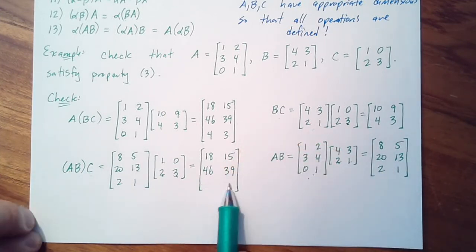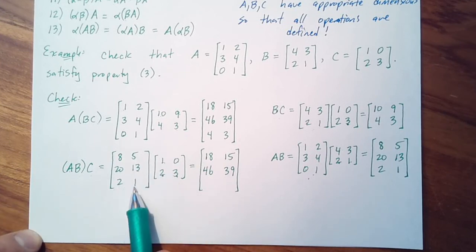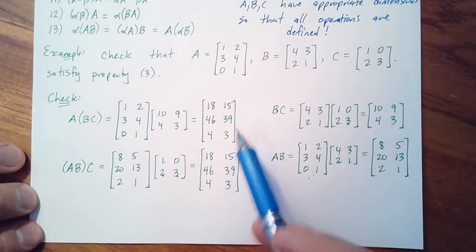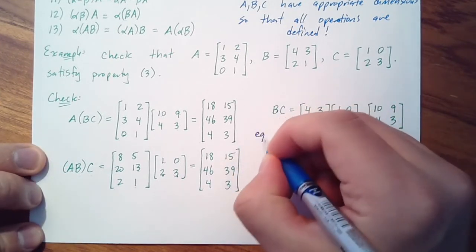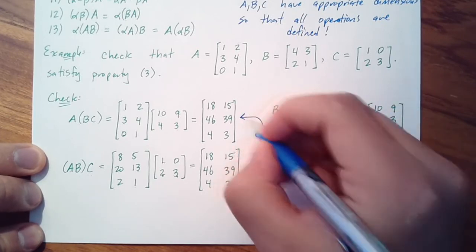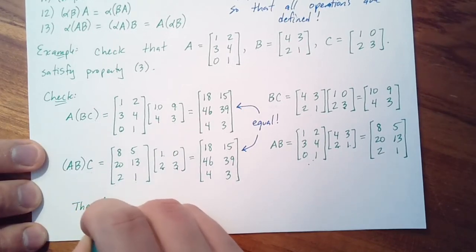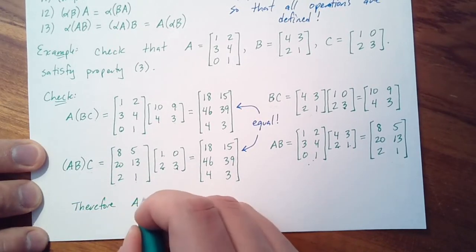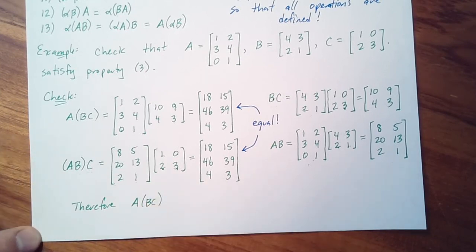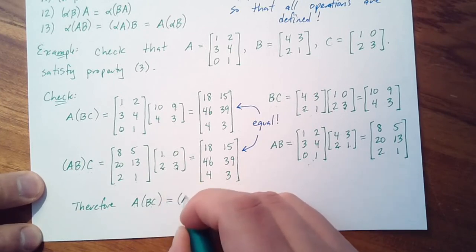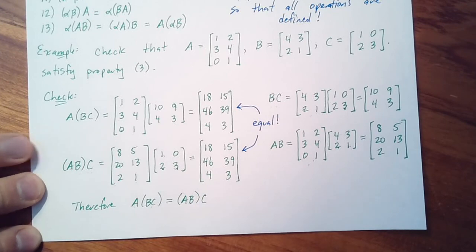And then our third row, we've got 2 times 1, 1 times 2, that's going to be 2 plus 2, which is 4. And then lastly, 2 times 0, 1 times 3, that's 0 plus 3. So we got it, right? These two matrices are the same. So therefore, at least in this case, it follows that if I multiply B and C first, then multiply on the left by A, I get the same result as if I first multiplied A and B and then multiplied the result by C.